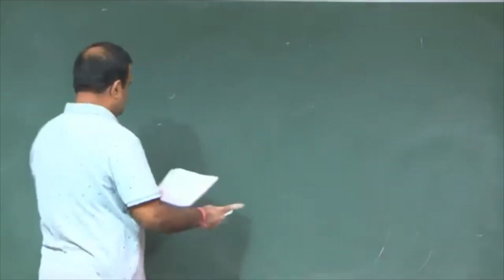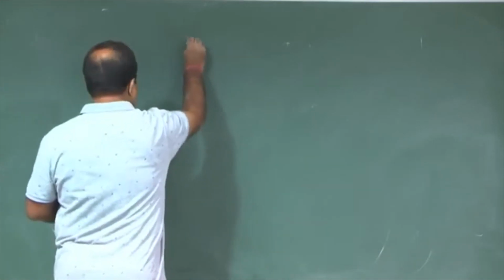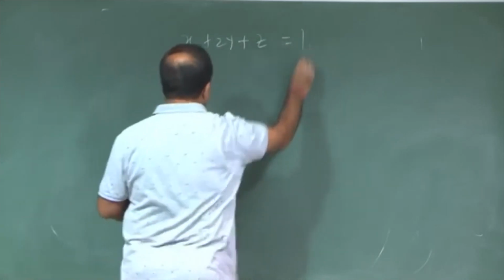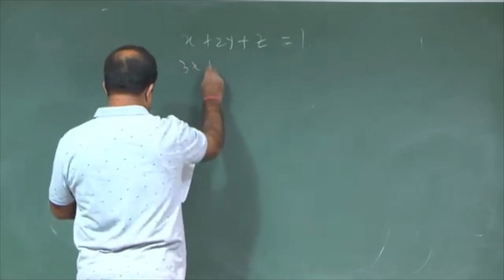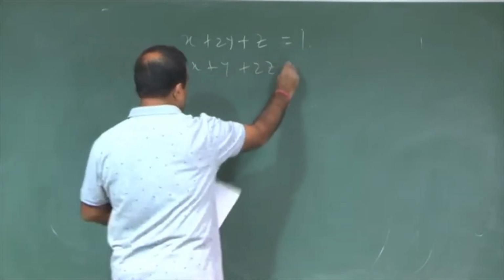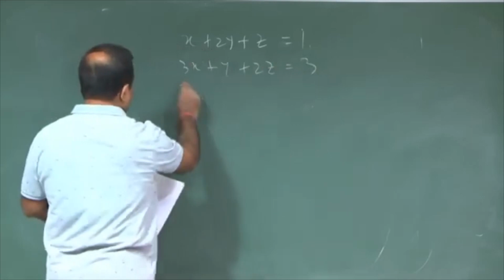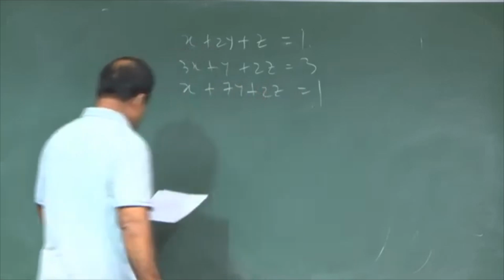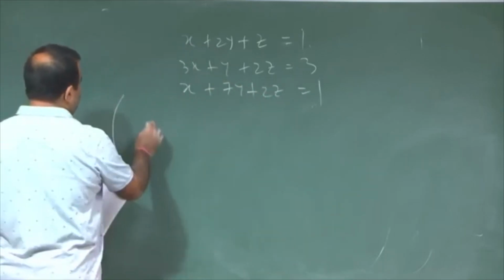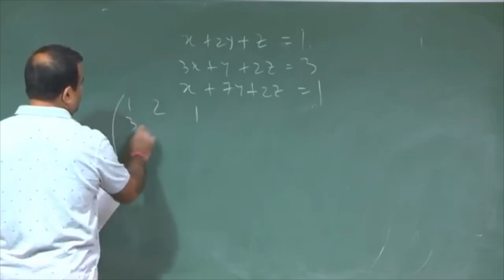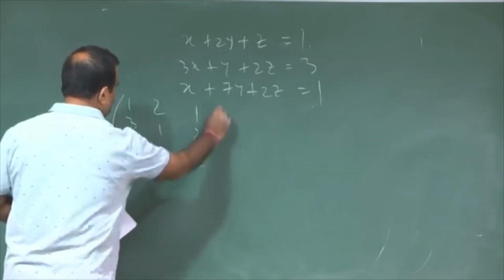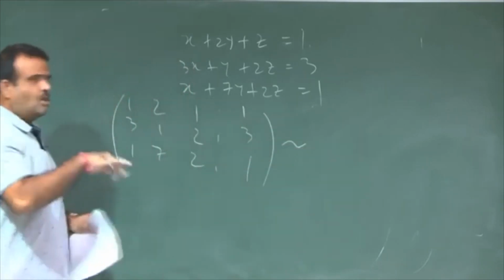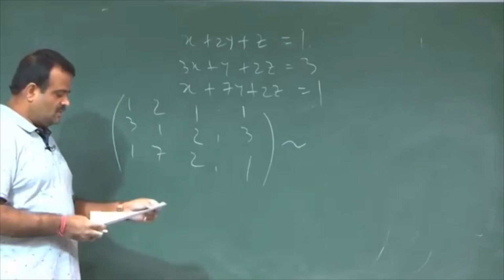If you take this system: x plus 2y plus z is equal to 1, 3x plus y plus 2z equal to 3, x plus 7y plus 2z equal to 1. We can take the augmented matrix. This is the coefficient matrix 3 1 2, 1 7 2, and then we take the B. Now if we apply the row operation, we will get the equivalent system which has the same rank.